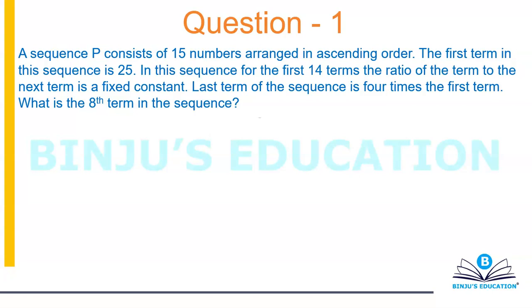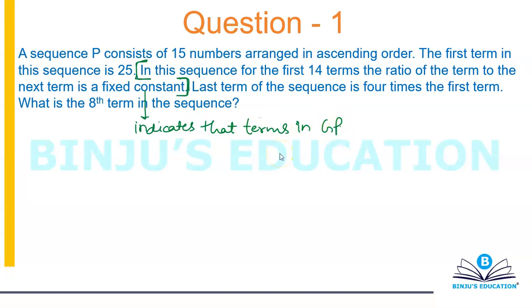Alright, let's see what this question is. A sequence P consists of 50 numbers arranged in ascending order. The first term in the sequence is 25. In this sequence, for the first 14 terms, the ratio of the term to the next term is a fixed constant. Now this line here indicates that the terms are in GP.